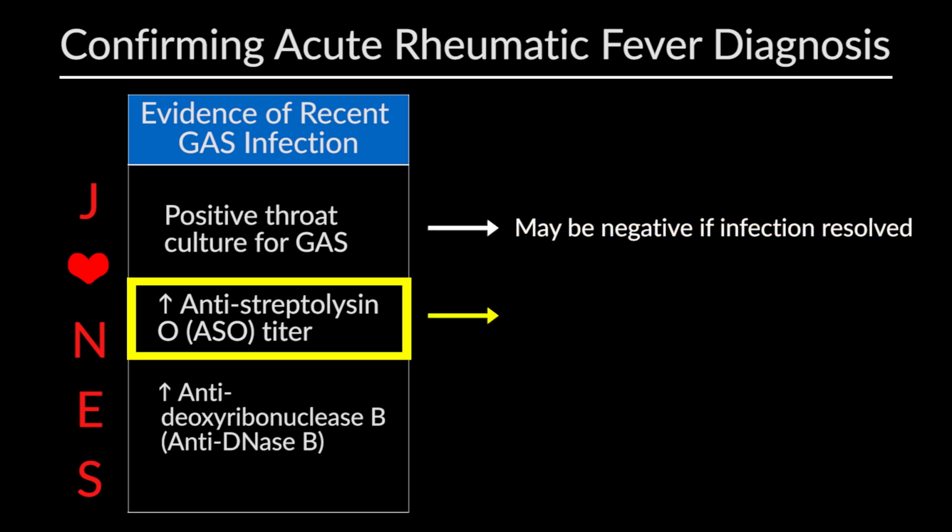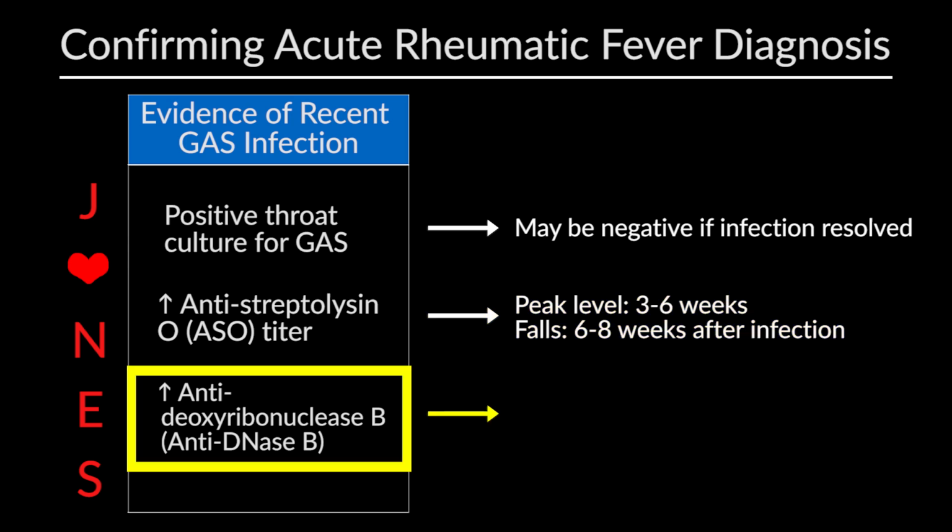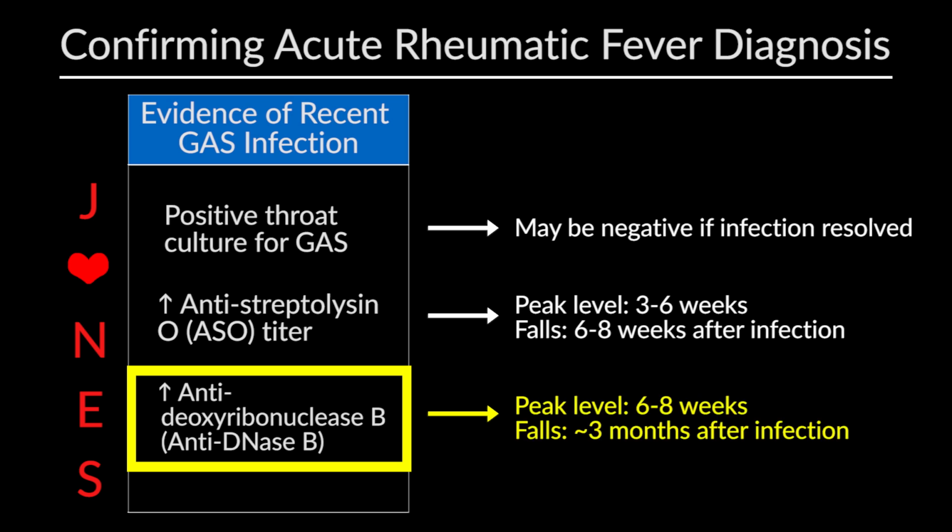Serum antistreptolysin O titer reaches the peak level around 3 to 6 weeks after infection and starts to fall at 6 to 8 weeks. Serum anti-DNase B reaches a peak level up to 6 to 8 weeks after infection and starts to fall at around 3 months after the infection.